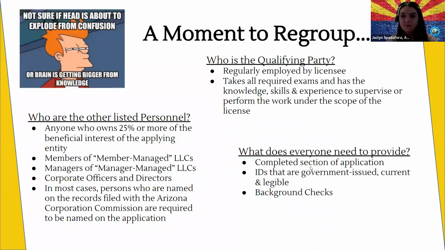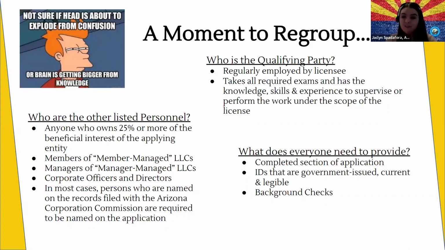A moment to regroup. So we do have quite a bit of information that we've gone over. Some of the key takeaways from this is just the beginning of your application. Who is the qualifying party? That's going to be somebody regularly employed by the licensee. They're going to take those required exams, have the knowledge, skills, and experience to perform the work under the scope of license that's being applied for.